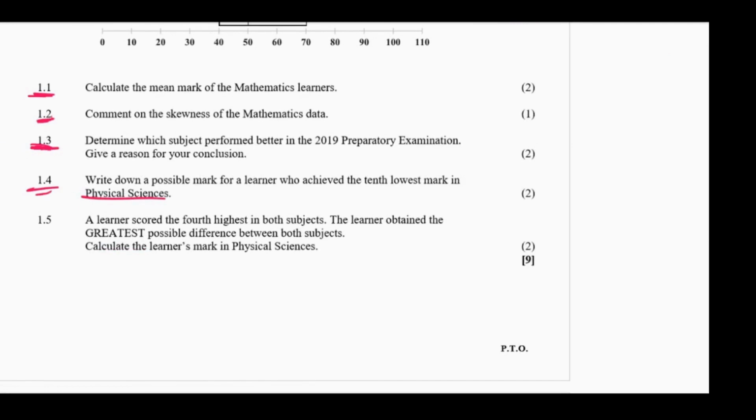So we're done here. Now, 1.5 says that a learner scored the 4th highest in both subjects. The learner obtained the greatest possible difference between both subjects. Calculate the learner's mark in physics.